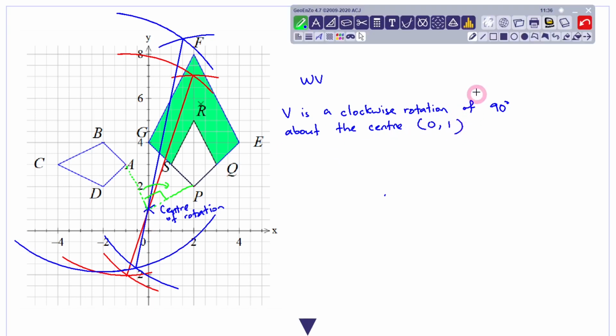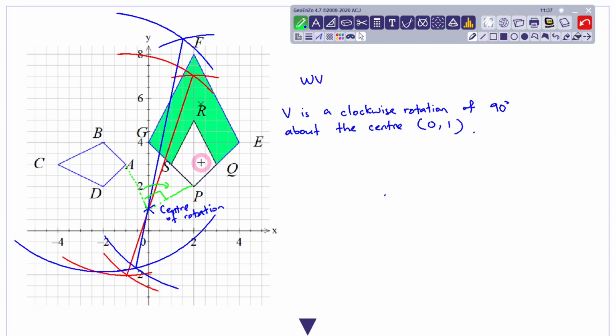So just remember, to describe a rotation, we need to mention three things: direction, angle of rotation, and also center of rotation. If the rotation involved is 180 degree, then you don't have to mention the direction, it is okay. Because if the rotation is 180 degree, no matter you rotate it clockwise or anti-clockwise, both will give you the same thing. Okay, now let's go to W.